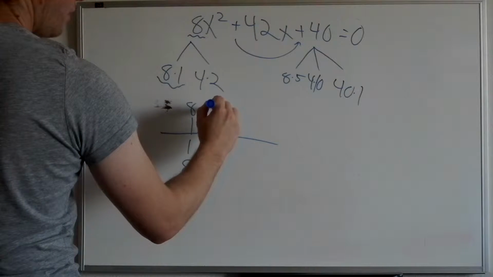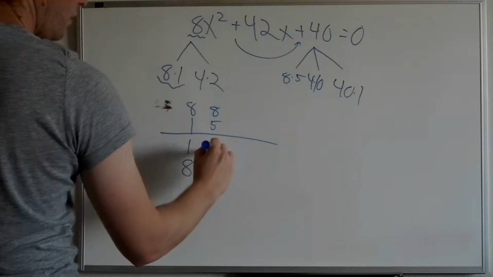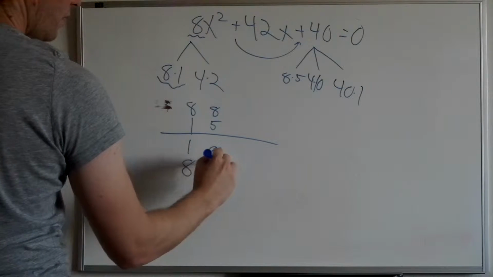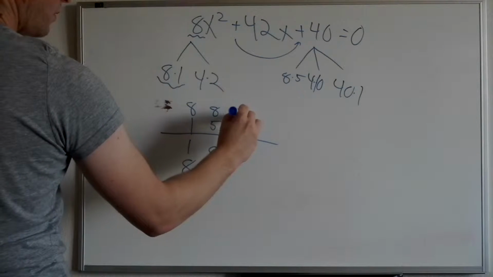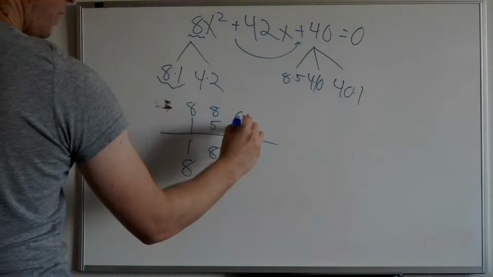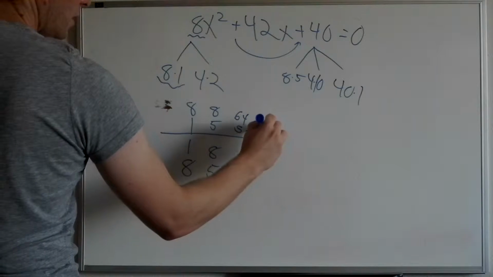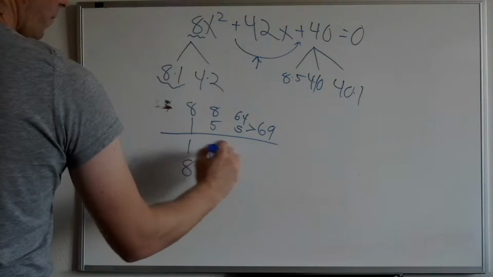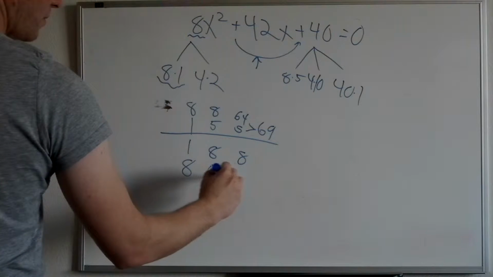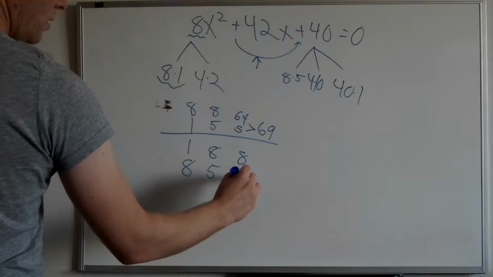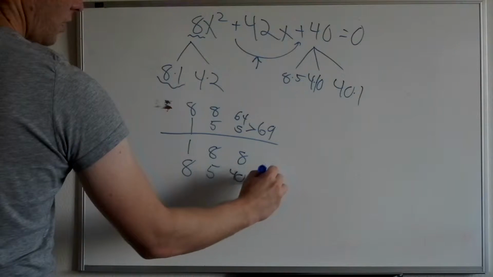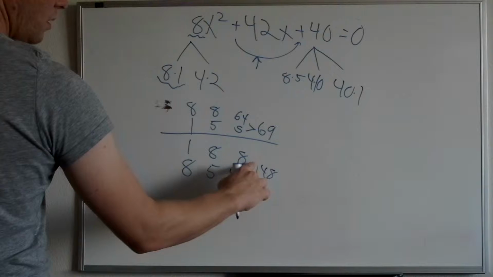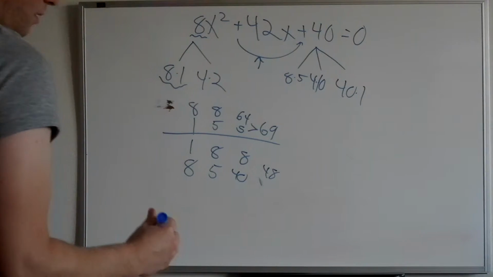So you have 8 and 5. 8 times 8 is 64, and 1 times 5 is 5, so added together that is 69. That doesn't equal 42. Then 1 times 8 is 8, and 8 times 5 is 40, which gives 48, and that is also not equal to 42.